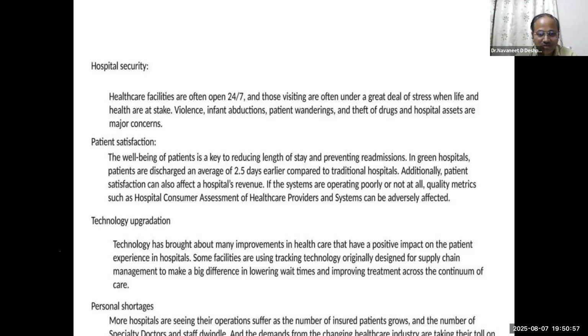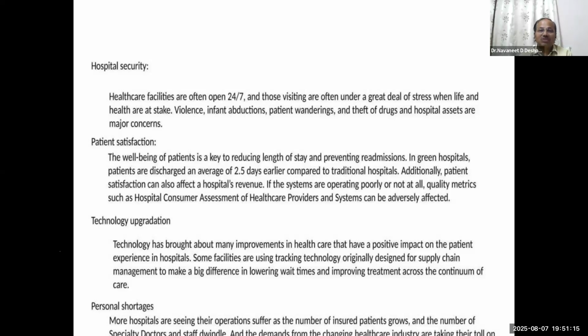Another thing is personnel shortages. Most hospitals are seeing their operations suffer as the number of insured patients is growing and the number of specialty doctors and staff is dwindling. People leave and go to several other countries. They will get better opportunities having worked 1 or 2 years in a particular organization.